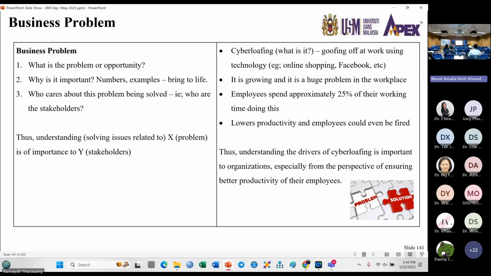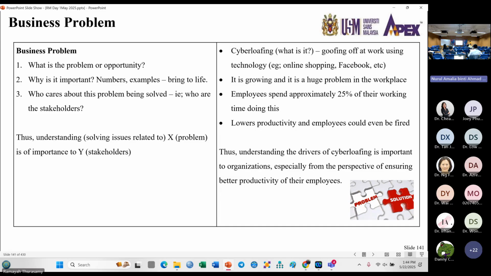What is cyberloafing, right? Yeah. Anything else, not your work. That's called cyberloafing, right? That's 25% of the time. So you're paid for that time. So companies will not be very happy. So if you write like this, companies will be very interested, right? Because they think this problem is big. Okay. Then you can show some figures. And this is the business problem.